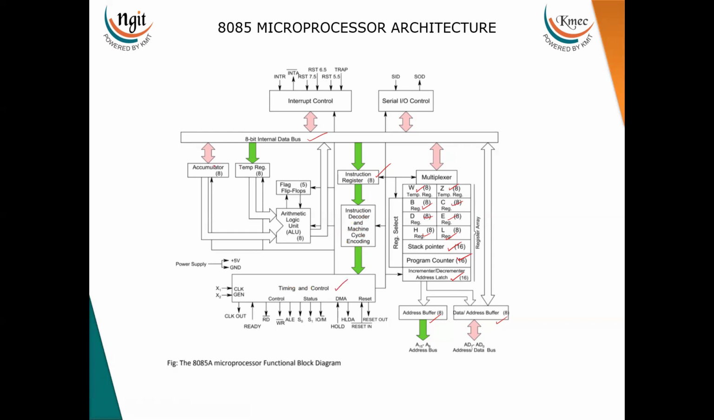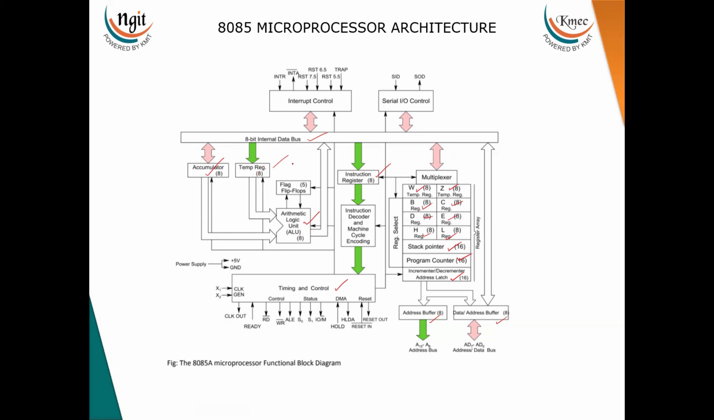Now again, coming to the accumulator. Accumulator is also one of the 8-bit registers. Through this, we are applying the operand to the ALU. ALU is the arithmetic and logical unit, which is the heart of the microprocessor. And one of the operands we are sending through the temporary register. Now this temporary register is the internal register of the 8085. This is not for the user.